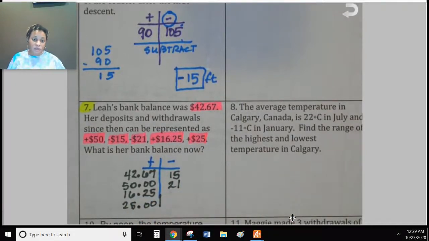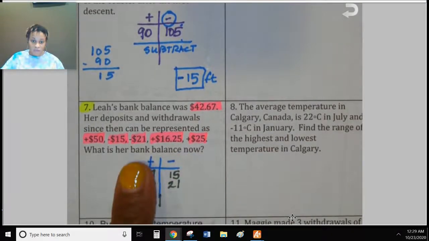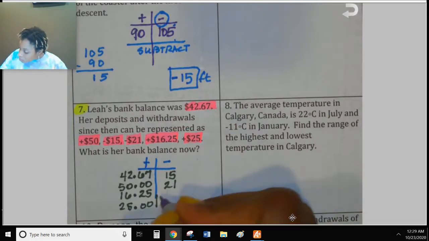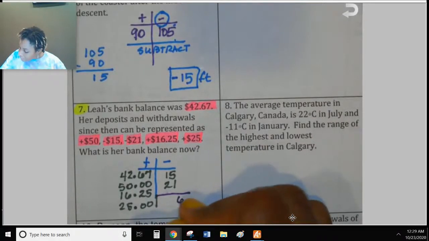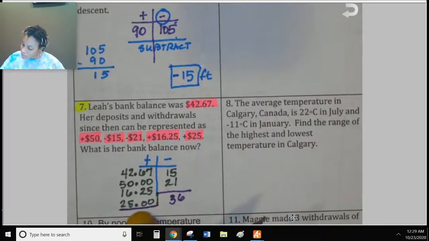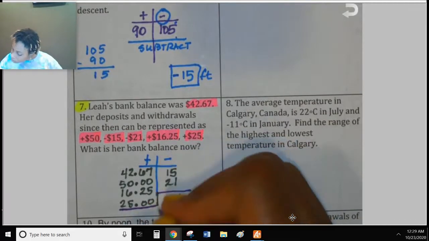Okay? So again, everything in a column gets added. So everything on this side needs to be added. Everything on this side needs to be added. Draw a little line here. So if I combine this will be 36. This will take some side work. Give me a little time to work this one out.